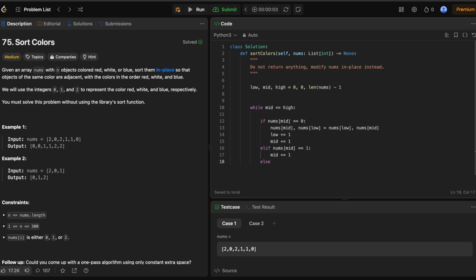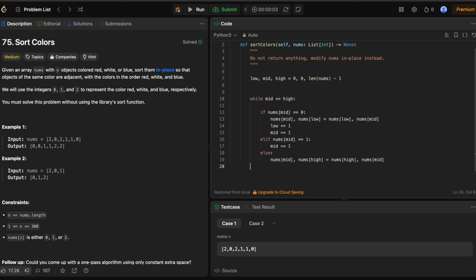And then our last case is going to be else. In this case, it's when nums of mid is equal to 2. So for that, we do nums of mid and nums of high, and we're just swapping them, right? So nums high and nums mid. In this case, because we're pushing essentially the 2 over to the right where high is, and we want everything to the right of high to be a 2, we're decrementing high by 1. So it's going to be a minus equals 1.